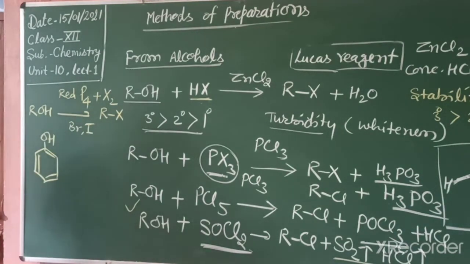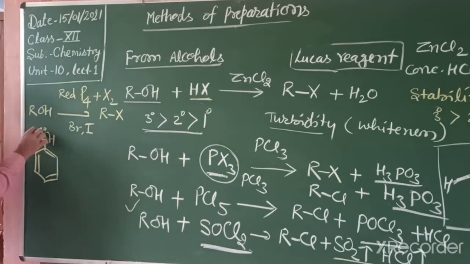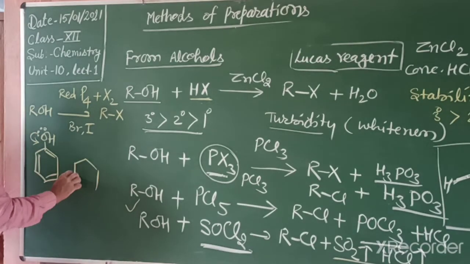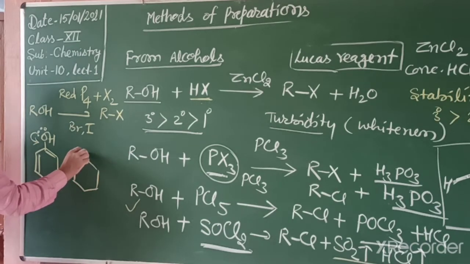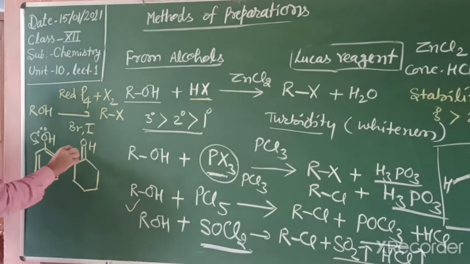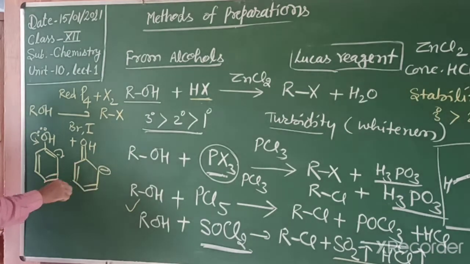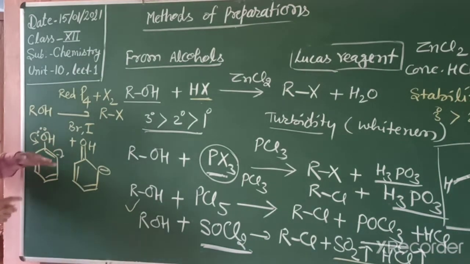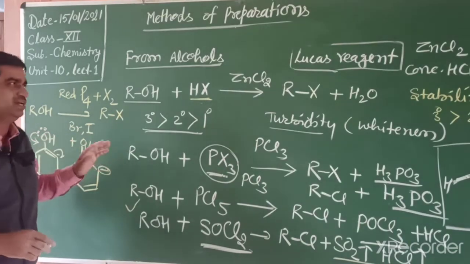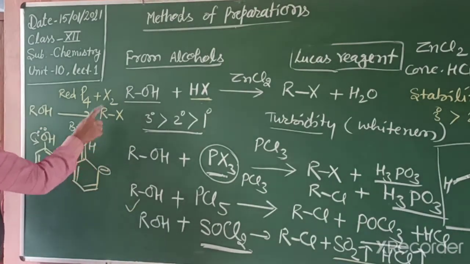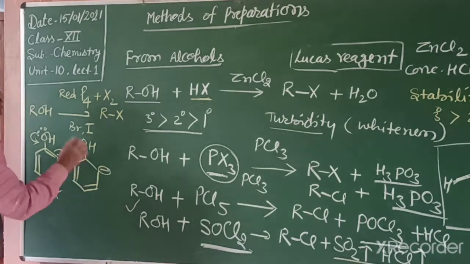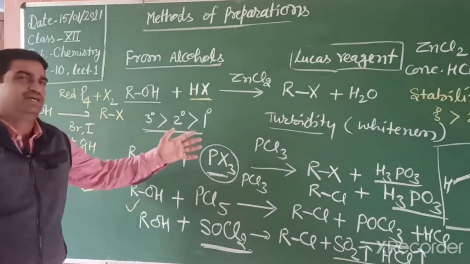Why? What is the reason? The reason behind that is resonance, plus the R effect. So the electrons move, and in phenol the carbon-oxygen bond has partial double bond character. Due to resonance, this bond is stronger and does not dissociate. So we can't prepare aromatic halide from phenol in these reactions. We can prepare only aliphatic halide.